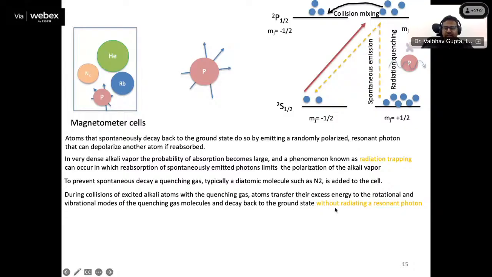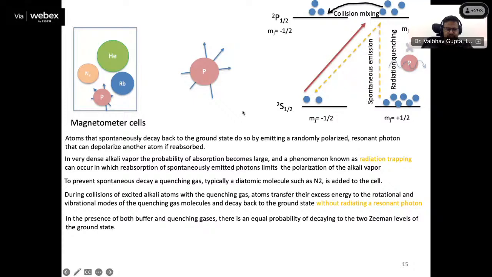So in a way, now we don't have a radiating resonant photon. So we don't have a photon which is unpolarized and has a similar energy level so that it can get absorbed again. So you see, we had a problem and we solved the problem by introducing the nitrogen gas. So that is the thing.